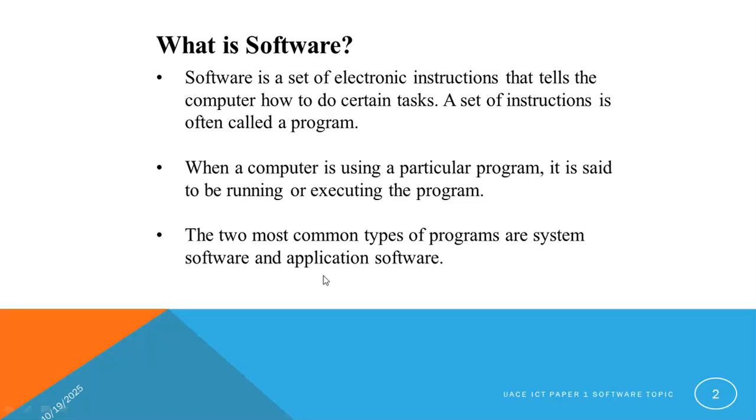And for another definition, you can say software is a set of instructions that will tell the computer what task to do and how to do it. And we see there are two most common types of software. In this we are going to look at system software and the application software.